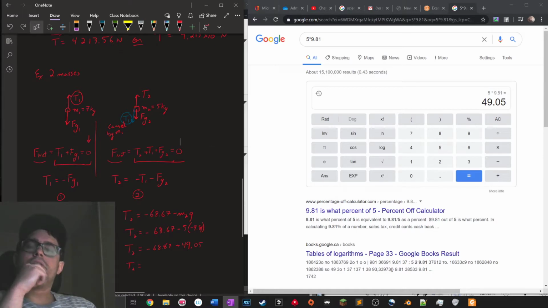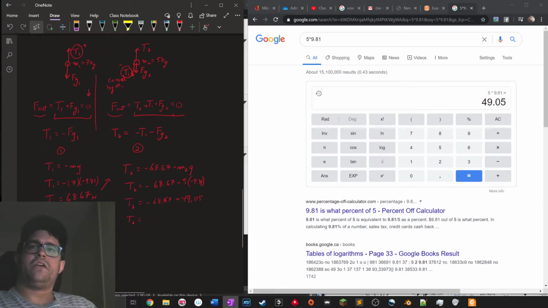In this case, we should take note of that. So this is a plus. This is a positive force, but in this case, it's a negative force because it's pulled down. So this T1, in this case, should be negative, right? When you minus the T1, you minus the negative of this. This becomes positive.